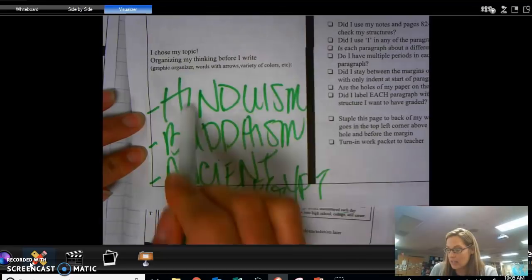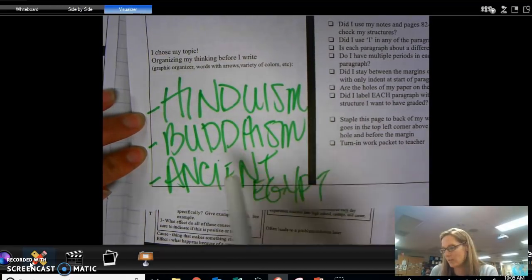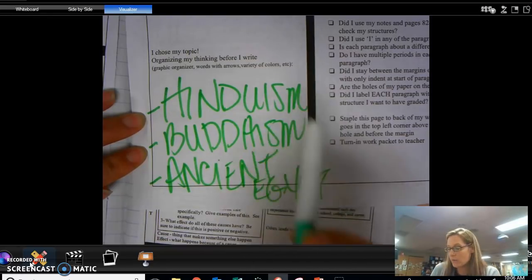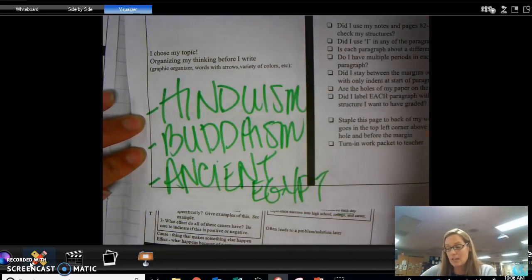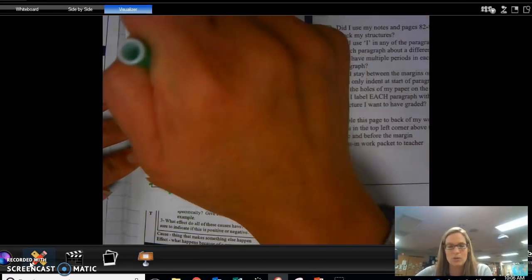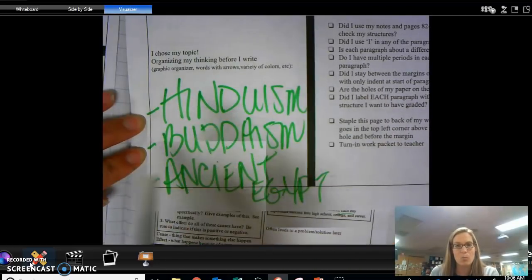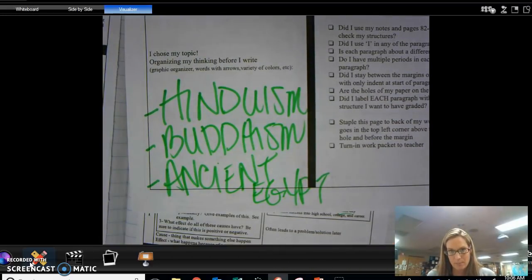So if you're comparing Hinduism and Buddhism, you need to find a problem that ancient Egypt solved, or you need to find something that they did in order. Or if you do Hinduism and Buddhism comparing, then you need to find maybe something that is sequenced in Buddhism, but then you need another problem solution from ancient Egypt. All 3 of these should be represented somewhere in the information that you present.